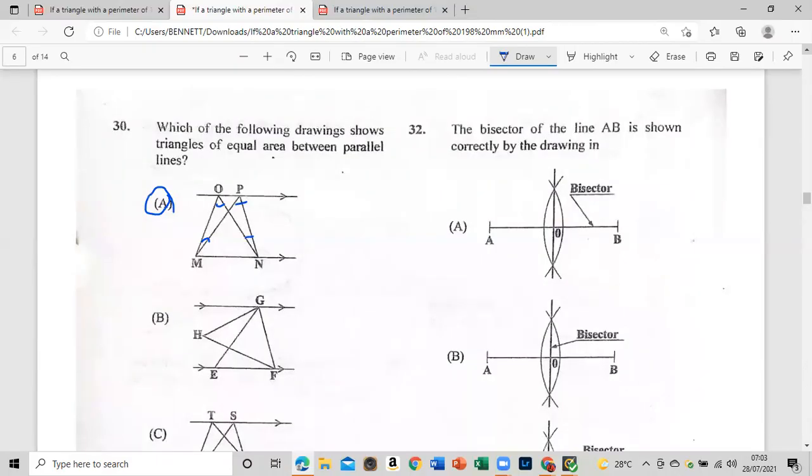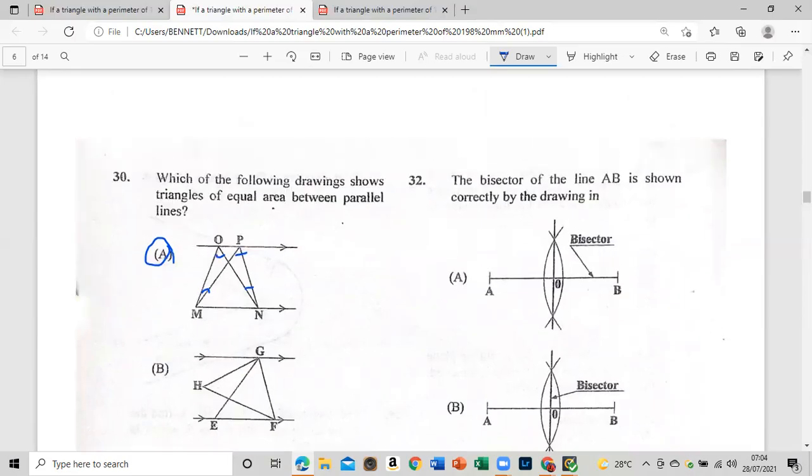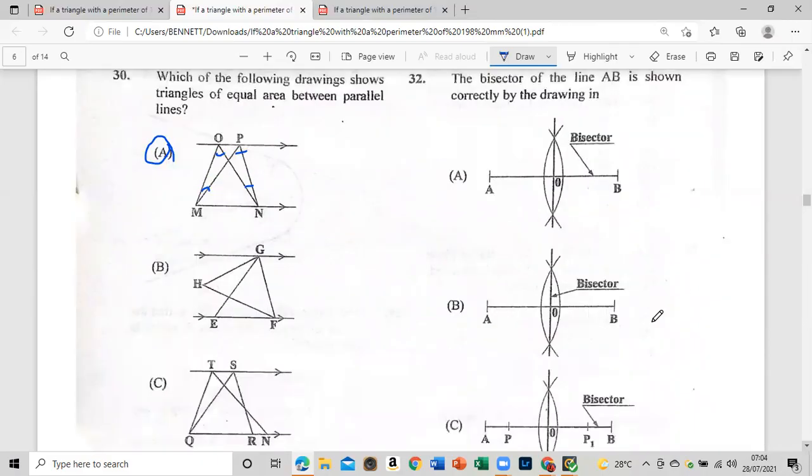The bisector of a line AB is shown correctly by the drawing. The bisector divides it into two equal parts. The bisector has to be the line here. This is going to be the bisector. So B.